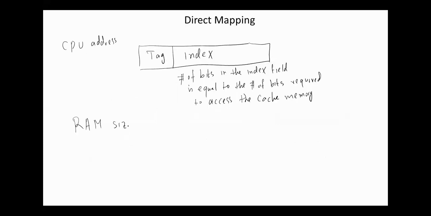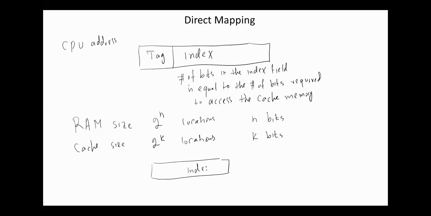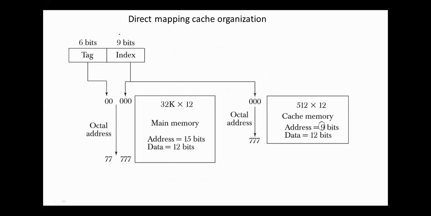In general, if the size of RAM is 2^n locations and the size of cache is 2^k locations, so we need n bits to access any RAM location and k bits to access any cache location. The memory address generated by the CPU is divided into two parts, k bits for the index and the remaining n minus k bits for the tag. In our example, we have 9 bits for the index and 6 bits for the tag.